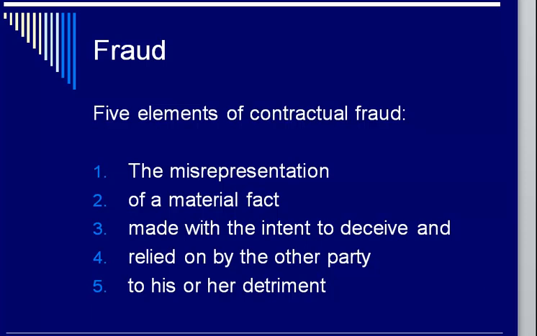So if someone was to prove fraud, they have to prove all 5 of these elements. And it can be difficult to prove what was in the mind of somebody else. Speaking of point 3, the intent to deceive. Say your mother goes in to buy a diamond ring. She loves diamonds. And she is sold a paste or fake diamond. It's not a real diamond. If the person specifically said this is a diamond, that would be a misrepresentation of a material fact.